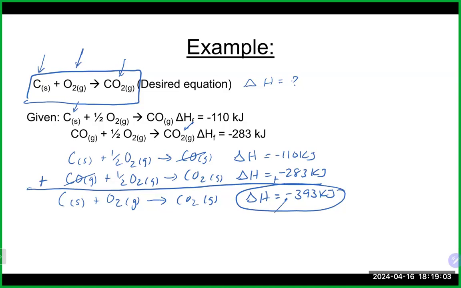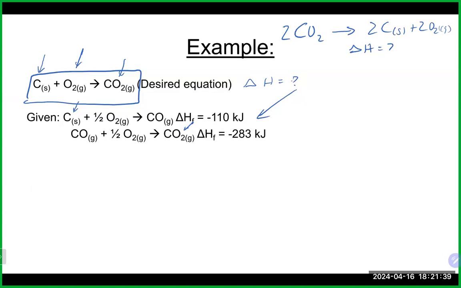So let's say that I wanted, though, let's say that I wanted this reaction. What would be the delta H for this one based on these guys? Okay, so let's take a look. So now we want to end up with this equation here. And we're still going to use the other two on the bottom there to do that.